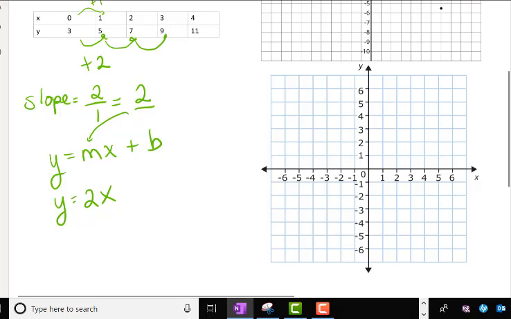So remember, the y-intercept happens when x is 0. So right here, that's my y-intercept. So my y-intercept is positive, so it'd be plus 3.